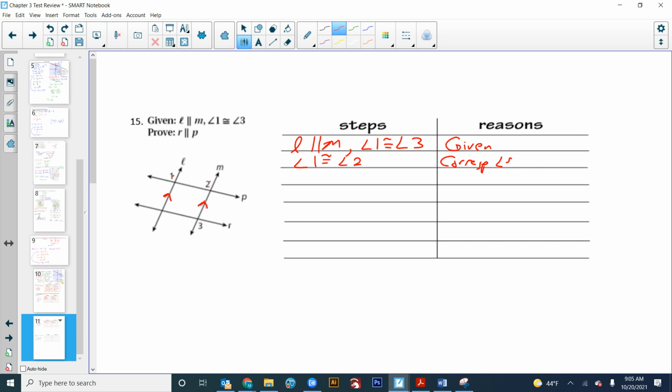Let's see if this is going to help us. If 1's congruent to 3 and 1's congruent to 2, then 2's congruent to 3. 2 is congruent to 3. Alternate exterior, right? No, those lines aren't parallel. Transitive property. You guys are doing awesome.